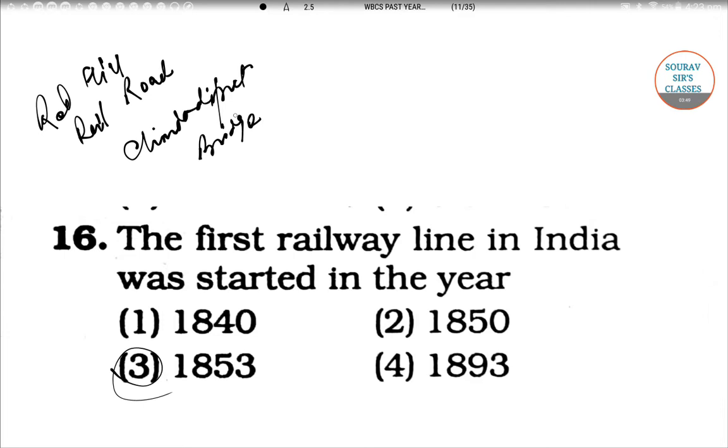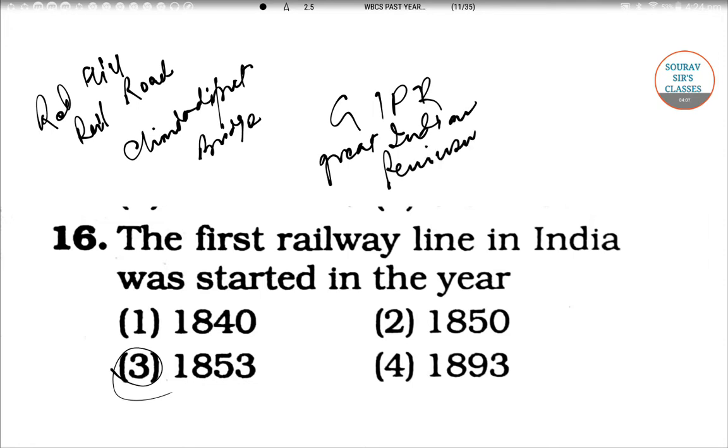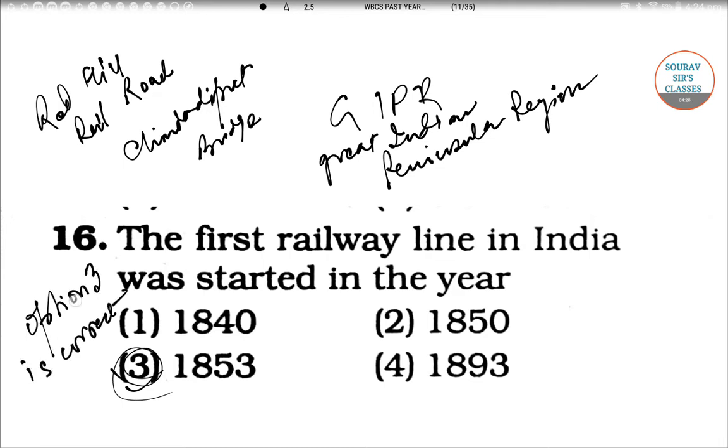It was started in 1853, and it was built by the Great Indian Peninsular Railway, GIPR. So the correct option to this question will be option number 3. So you can write that option 3 is correct. Let's move to next question.